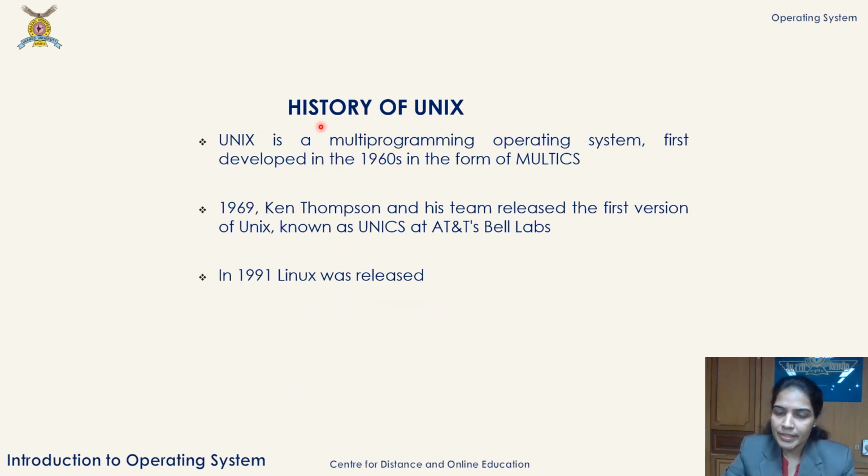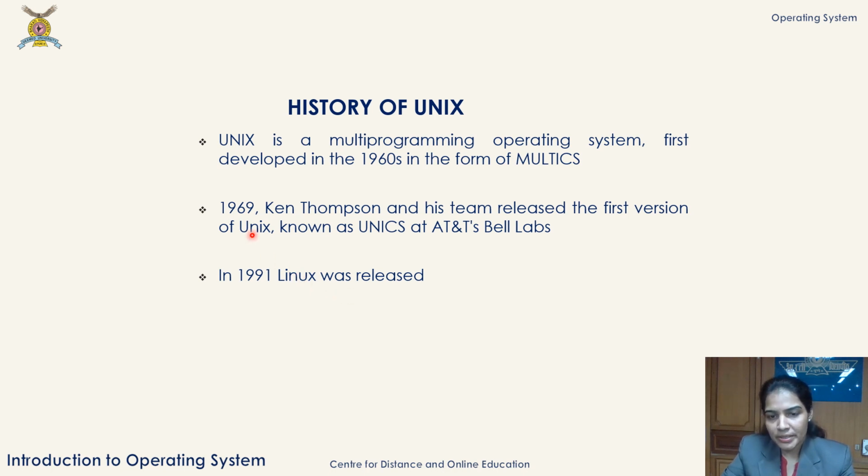As a case study, we'll discuss the Unix operating system in short. Unix is a multi-programming operating system. It was first developed in the 1960s in the form of Multics. In 1969, Ken Thompson and his team released the first version of Unix at AT&T Bell Lab. In 1991, the Linux version was released.